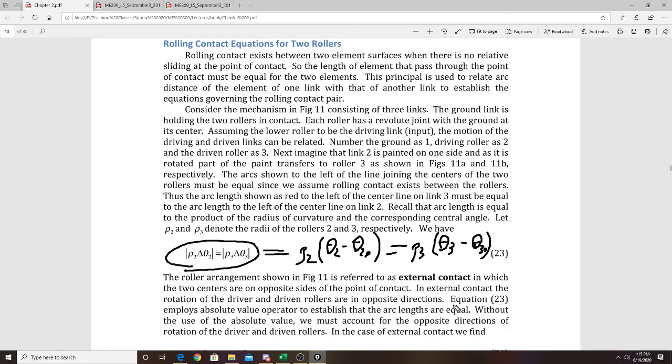So what this means is essentially that rho 2, the radius of curvature of roller 2, times the change in angle 2 has to be equal to rho 3 times the change of angle 3. That is what we've written out here. And so delta theta 2 and delta theta 3 are these quantities right here. It is simply the change of the angle of 3 and 2. So if you see delta theta 4, it is the change of angle of theta 4. Does that make sense?